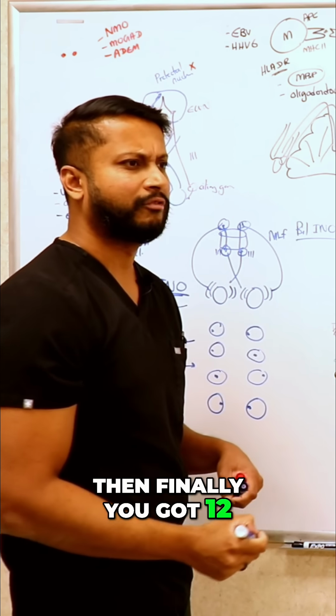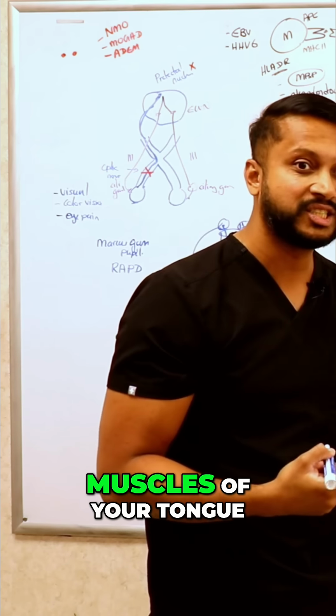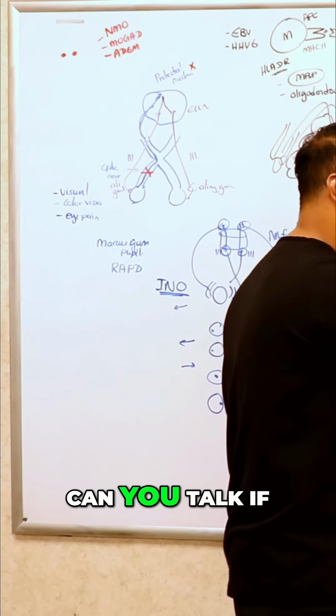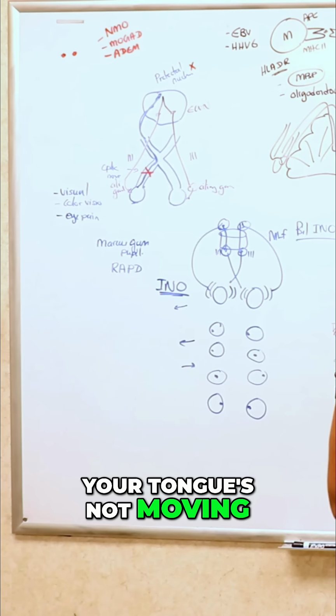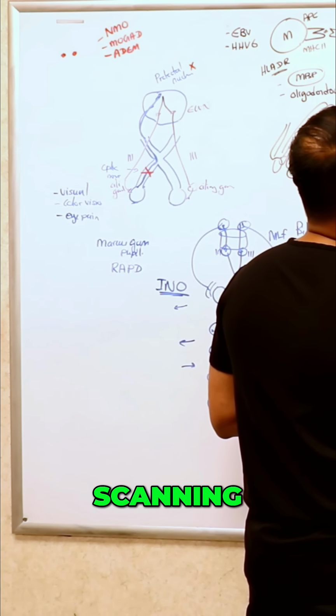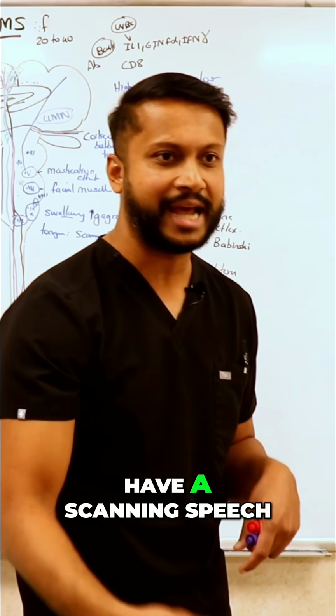Then finally you got 12. What does 12 do? Which is your hypoglossal nerve, which is supplying the muscles of your tongue. So your tongue muscles are going to get affected. Can you talk if your tongue's not moving? No, you cannot talk, right? So you can have something called scanning speech. So your tongue is going to get affected and you're going to have a scanning speech.